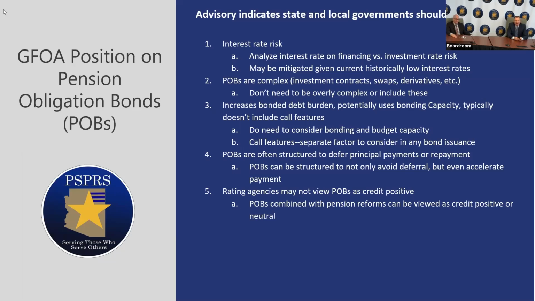And then probably the last point they made was that rating agencies may not view pension obligation bonds as credit positive. And notice they said may not view. They didn't say absolutely that they do not. In fact, our experience in Arizona has been that they can be viewed as credit positive, or at least favorable or neutral. And a lot of that depends, as you talked about before, on whether we dealt with pension reform, right? Often when people issue pension obligation bonds, they haven't dealt with pension reform. They haven't dealt with that root cause issue like you dealt with the PBIs, right? And what PSPRS has done.